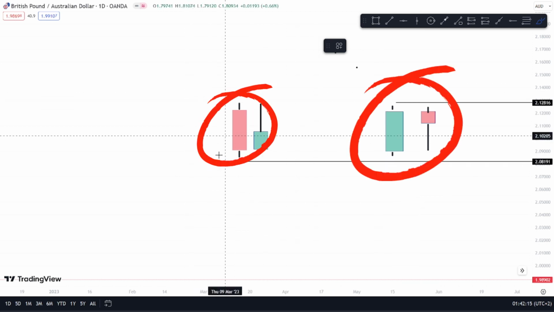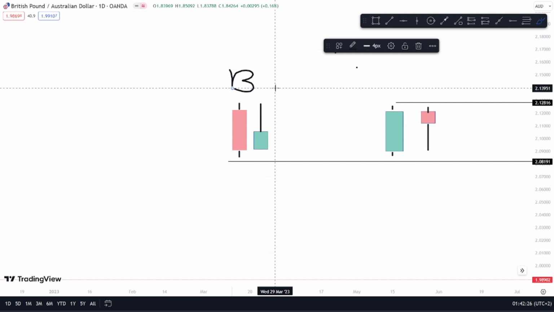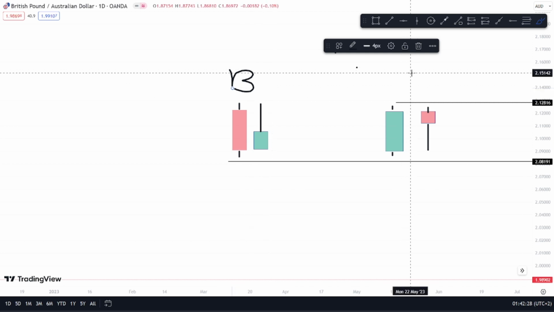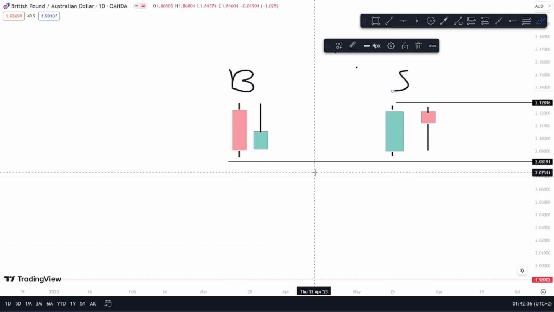So these are the candles that you have to be familiar with when you want to buy. So in a buy market, you want to be familiar with these types of candles, and in a selling market, these are the candles that you have to be familiar with.